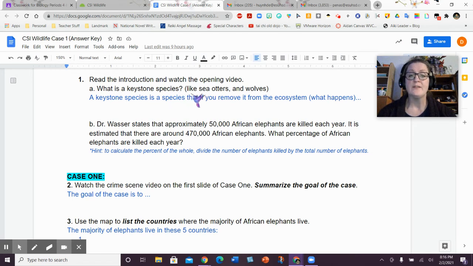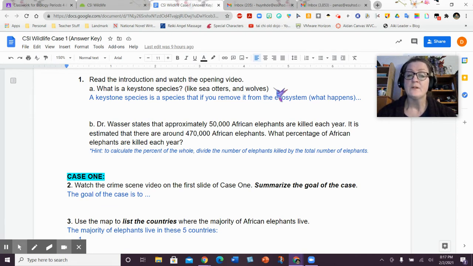Well, just like we talked about with the sea otters, sea otters and wolves are also keystone species, and what we talked about in class is that when there were not enough sea otters, the sea urchins were able to become overpopulated, and they cut down all of the kelp forests in their area, which threw the entire ecosystem out of balance. And the same thing happened with the wolves in Yellowstone.